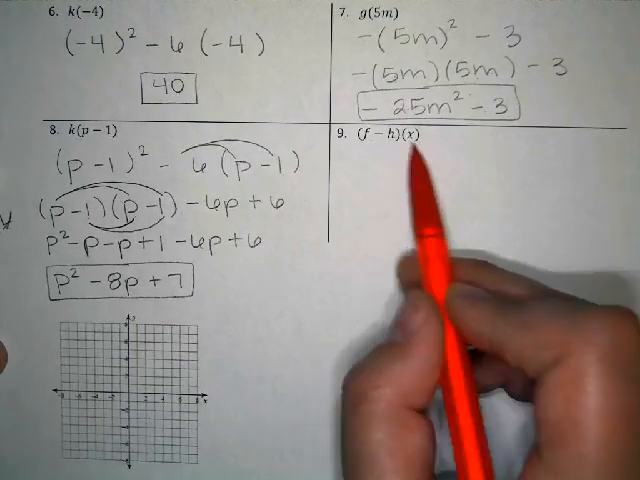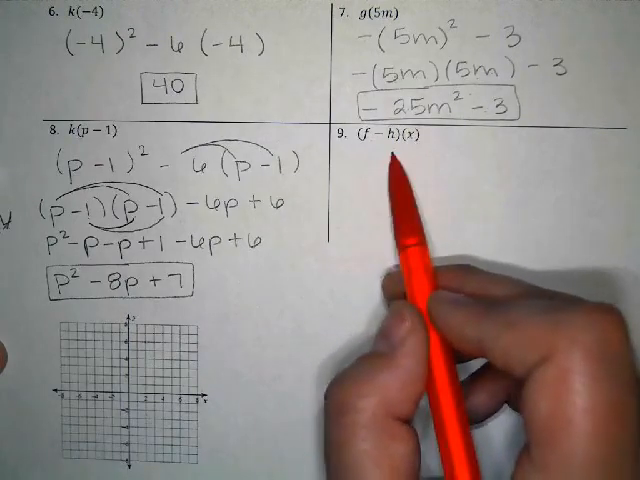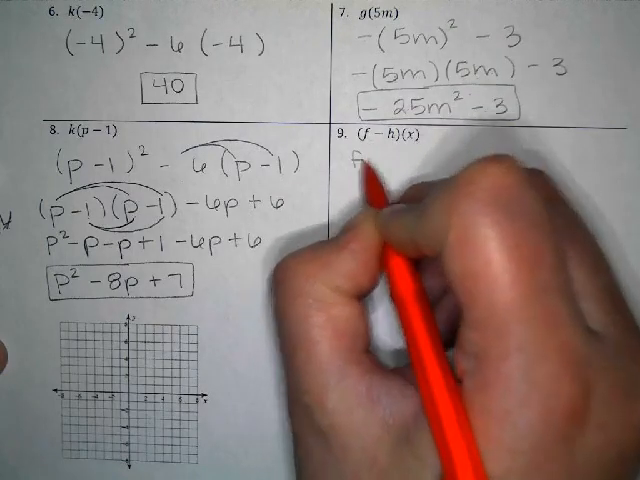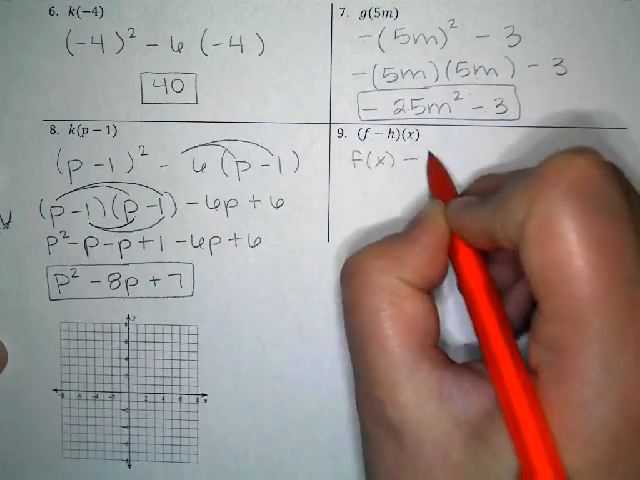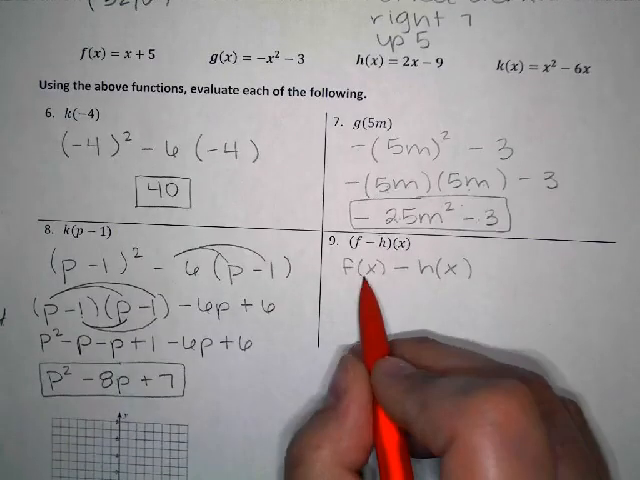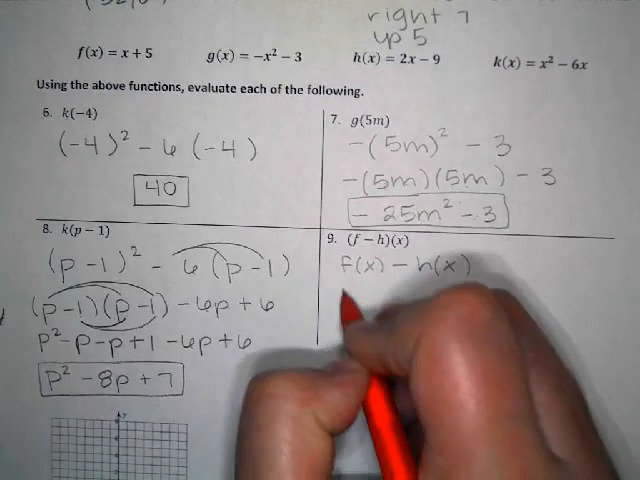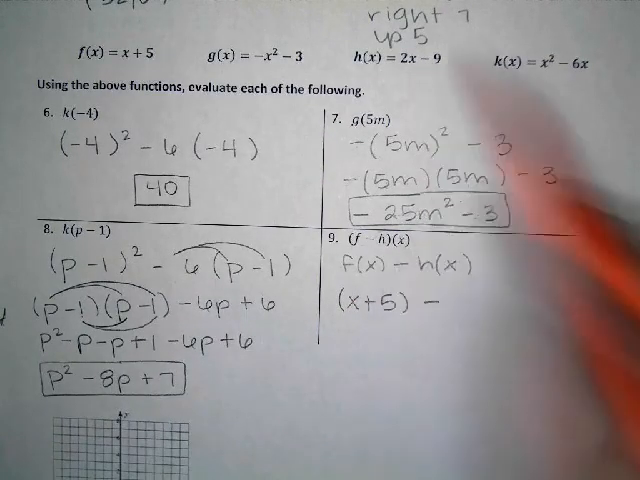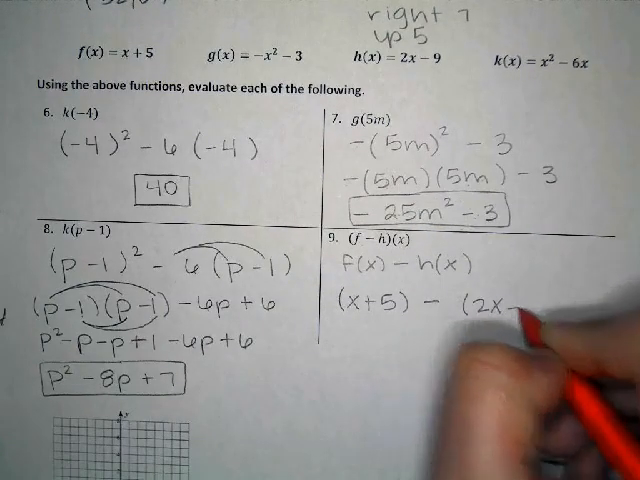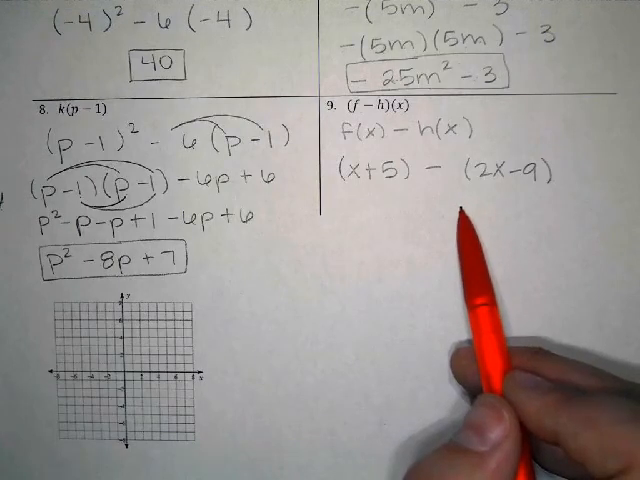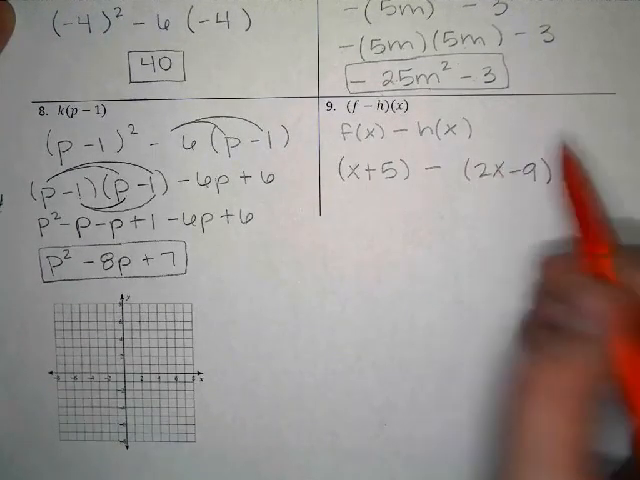What does this notation over here mean? Yeah, it wants us to subtract these, so it wants us to take f of x and subtract off h of x. That's what it's asking us to do. So we're going to go up and write down what f of x is. That's x plus 5. And subtract off what h of x is. That's 2x minus 9. Okay. So if I subtract these, what do I do next? Okay, distribute the negative sign.